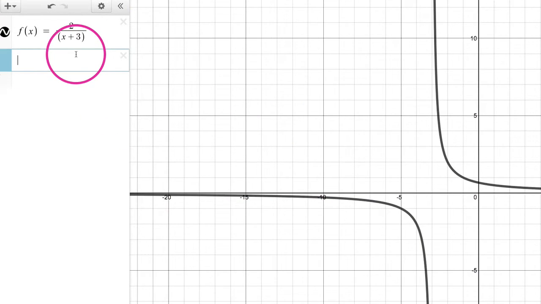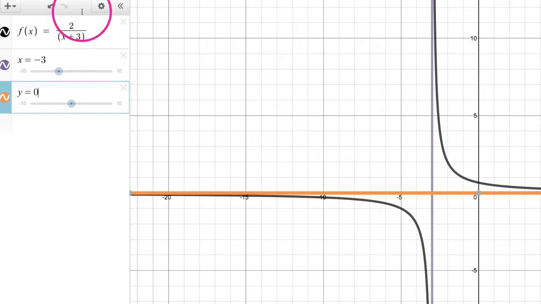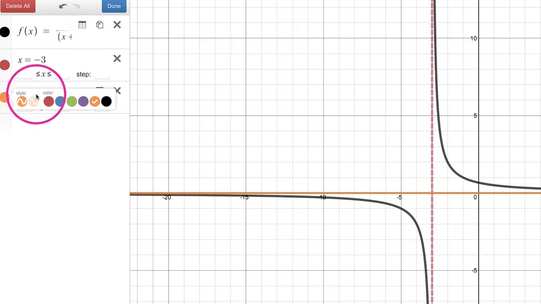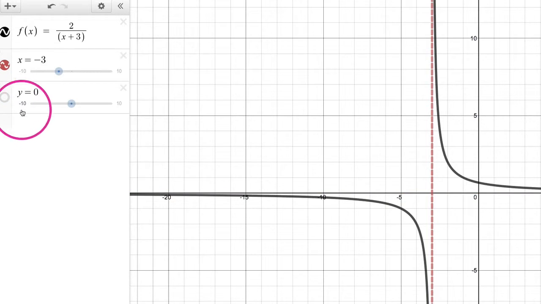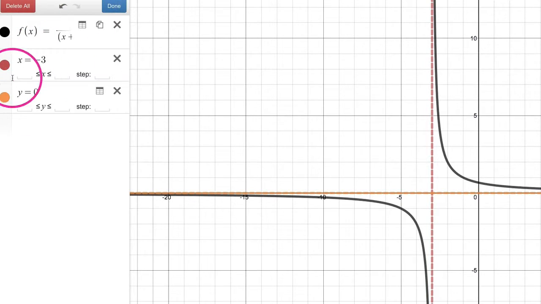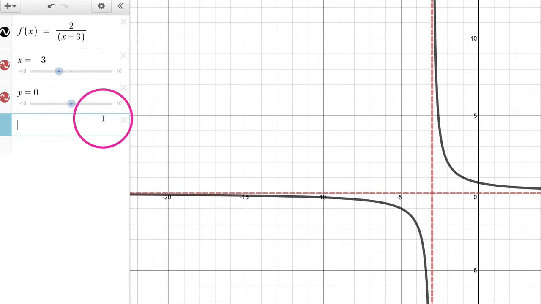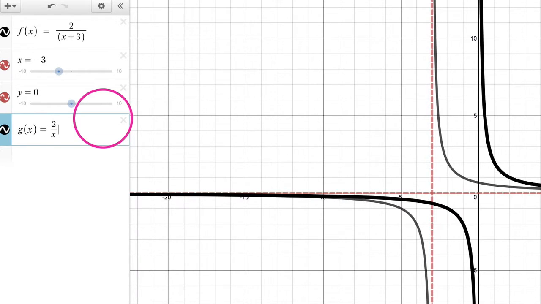You can see that at x equals negative 3, we have a vertical asymptote, and at y equals 0, we have a horizontal asymptote. What I'd like to do is make both of these red, and we'll make them dashed, so we can see our asymptotes very clearly. Boom. Okay. With something like this, we said that its inverse function, I'm going to call g of x, was equal to 2 over x, shifted down 3.